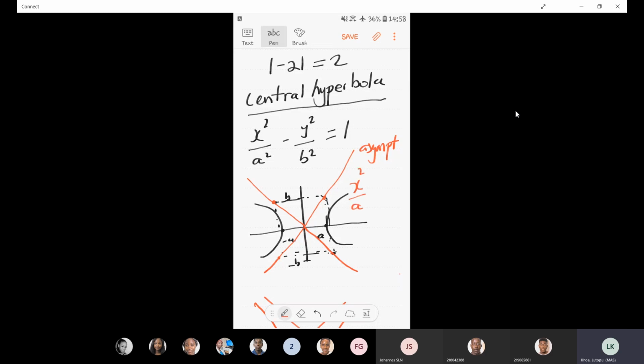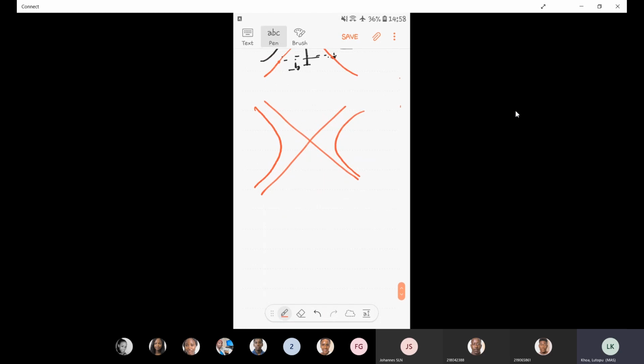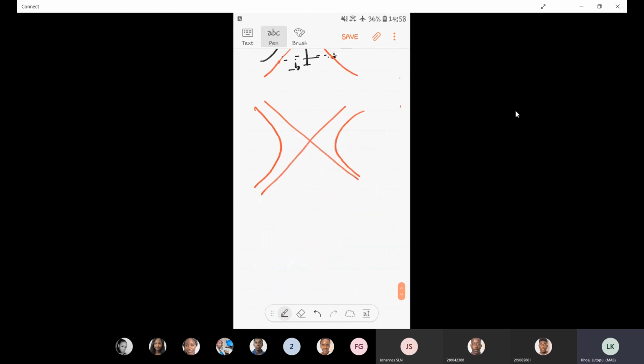x squared over a squared minus y squared over b squared. This is equal to 1. Now let's look at an example of how to draw this one. Let's say we have 3y squared plus 27. This is equal to 9x squared.